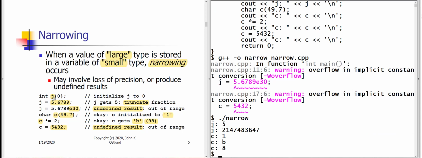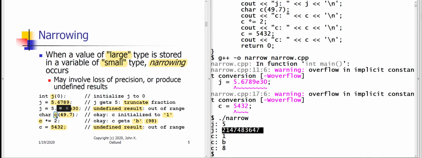Okay, and so j was initialized as an int containing 0. When I said j gets 5.6789, as I claimed, what got stored into j was actually the int value 5, because the fraction was truncated. When I assigned this large double precision value into j, I got some kind of undefined result, which happens on this system to be 2,147,483,647. I might get different results on a different compiler or whatever.